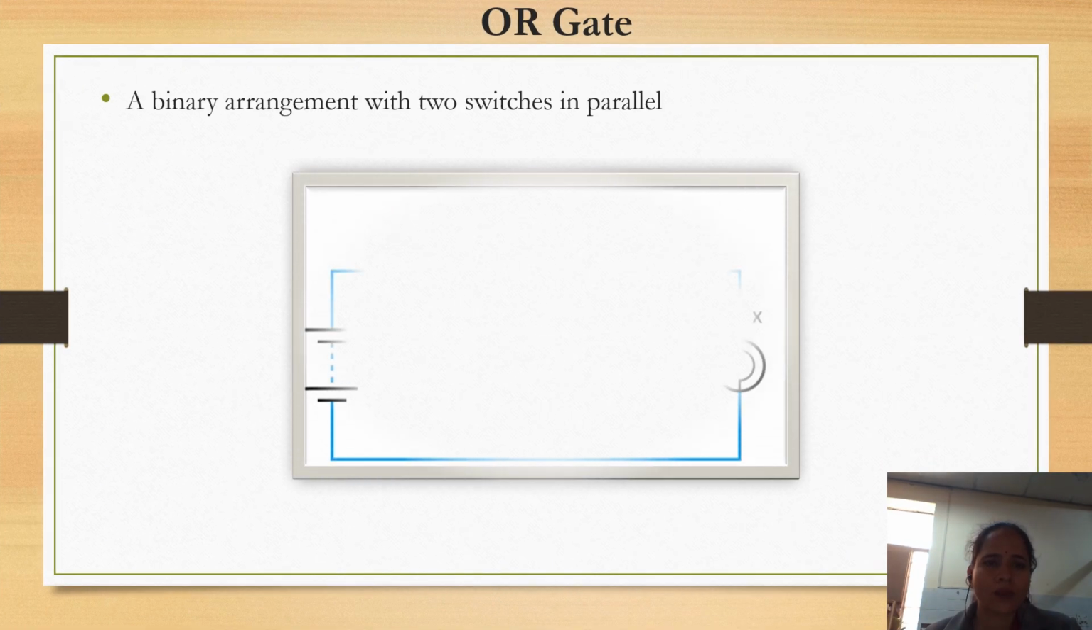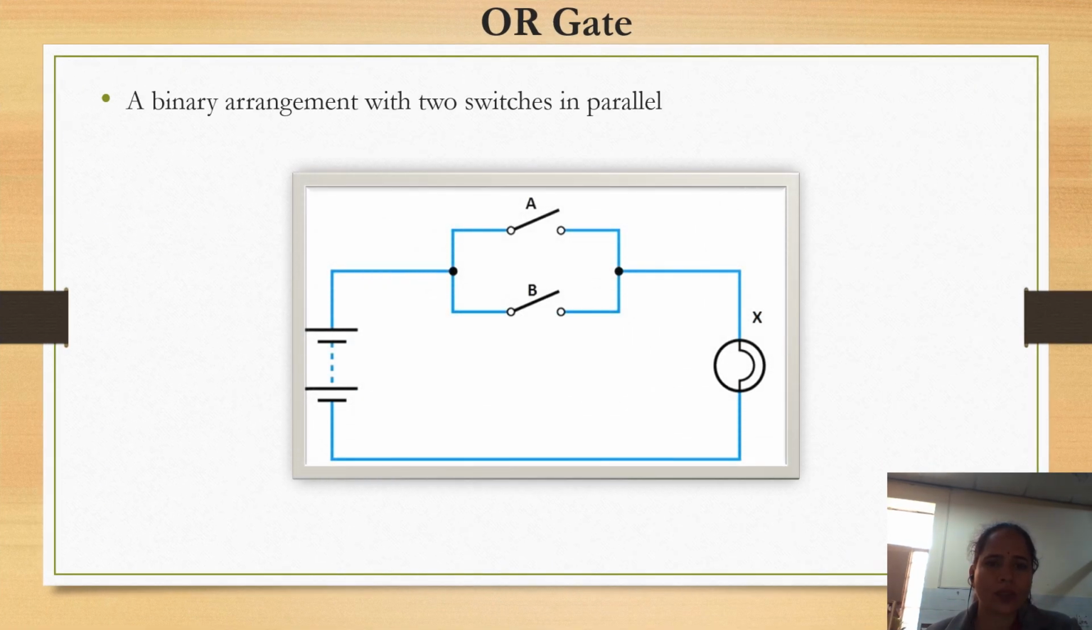Okay, now the circuit diagram of the OR. So we can say this is the circuit diagram. If both the circuits are open, then the output will be 0. The bulb will not be on. And if any one of the circuits is closed, so the circuit will be closed, the bulb will be on, and we can say this is an active circuit.